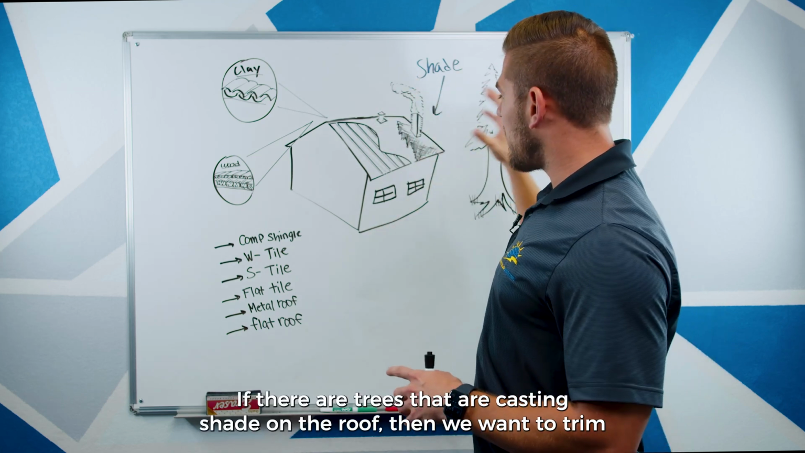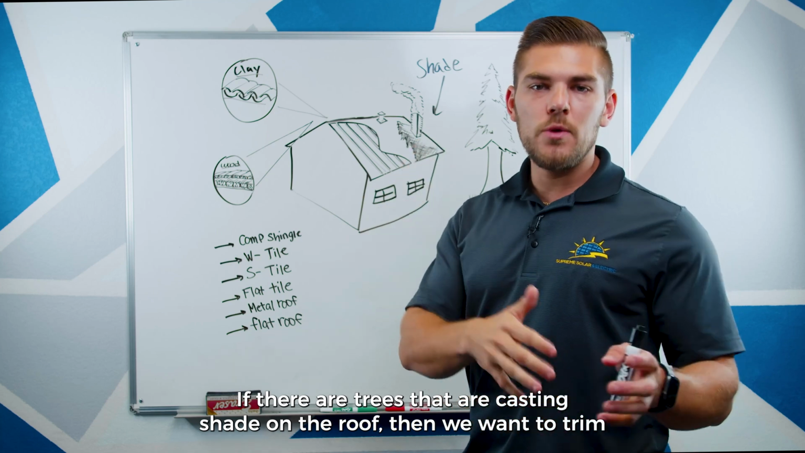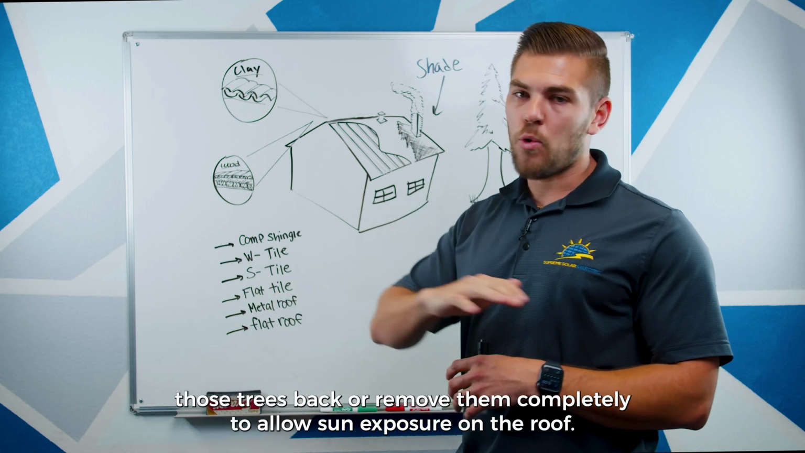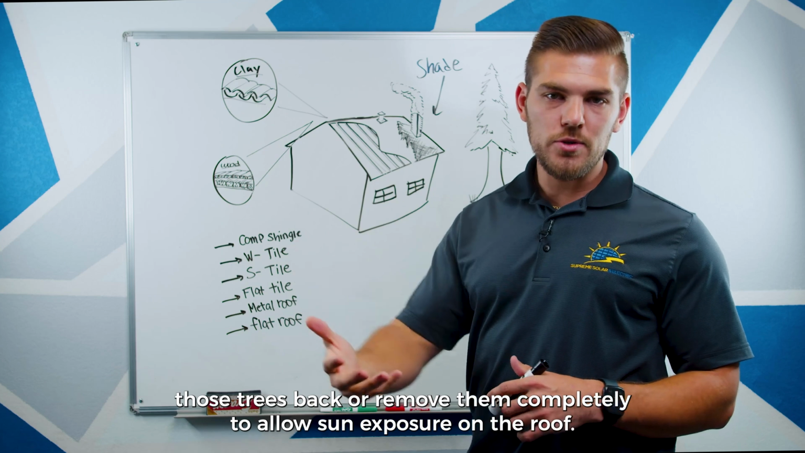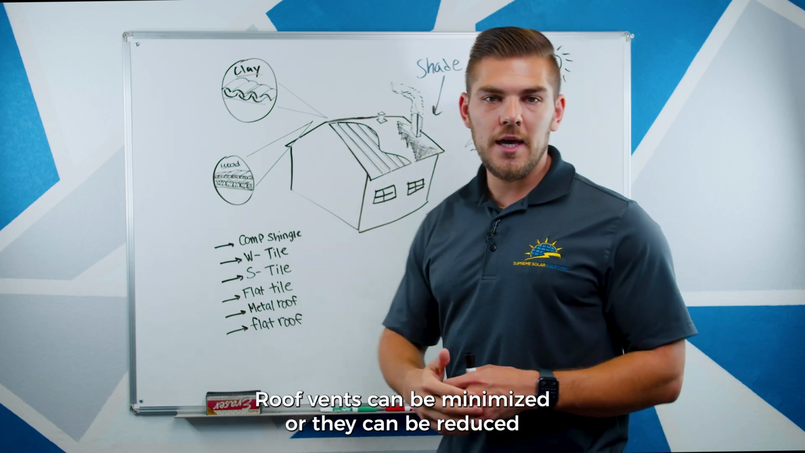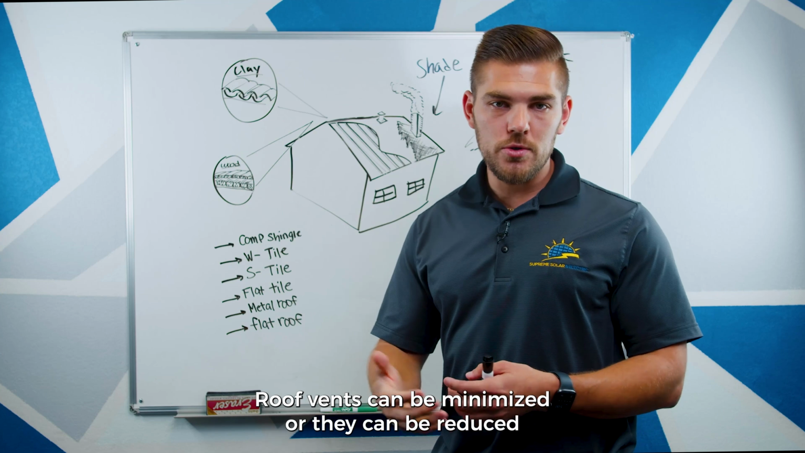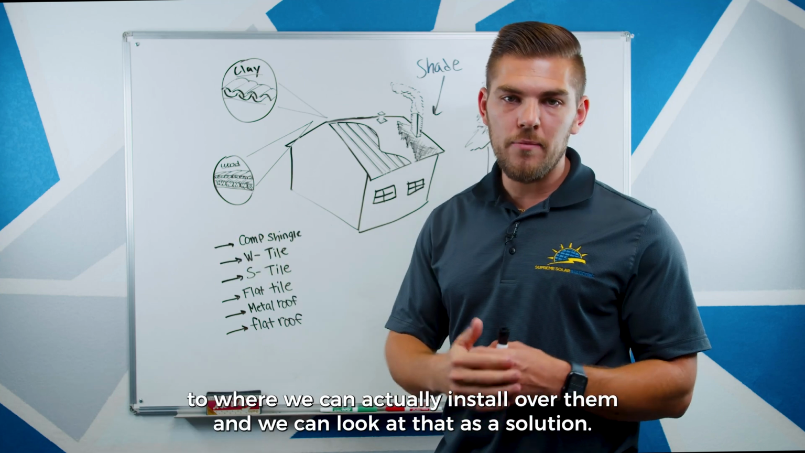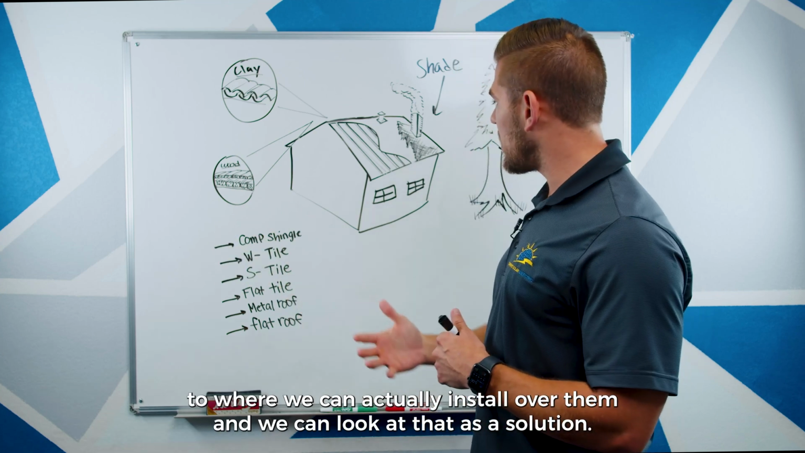If there are trees that are casting shade on the roof, then we want to trim those trees back or remove them completely to allow sun exposure on the roof. Roof vents can be minimized or they can be reduced to where we can actually install over them, and we can look at that as a solution.